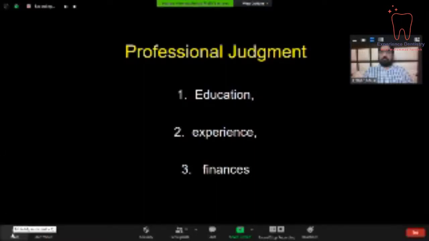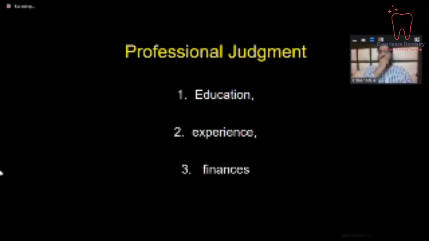You are going to consider the finances. It is also very important for radiographic interpretation to decide what type of radiograph you need. Sometimes it is not so important to take the bigger X-ray, like OPG or CBCT, especially when there is a problem with the patient's finances. If the patient is not going to afford it, you can use your judgment and take a periapical radiograph to solve your problem.